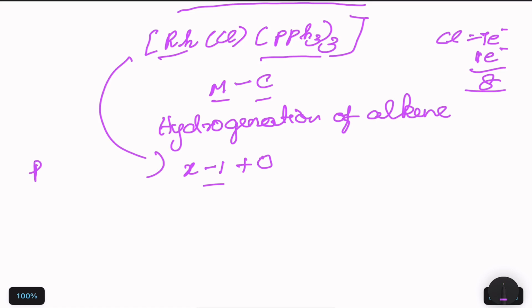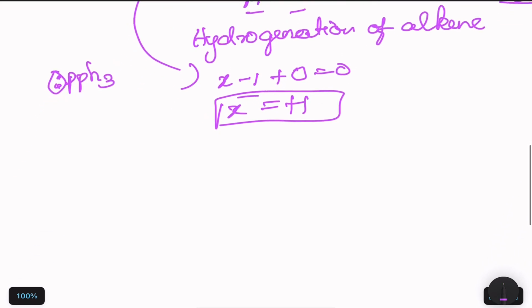So it is a neutral compound. Okay, triphenyl phosphine is a neutral compound. It has one lone pair. That lone pair will attach to the rhodium complex. It doesn't need any electron for stability, so it is 0. Okay, so the oxidation state will be X is equal to +1.